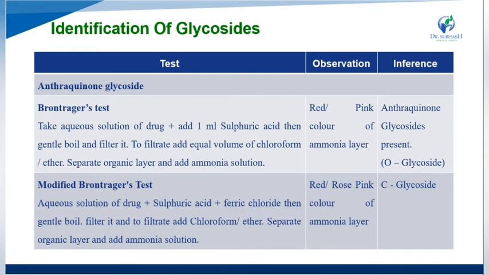So they generate a red or rose pink color in the ammonia layer. That indicates C glycosides are present.